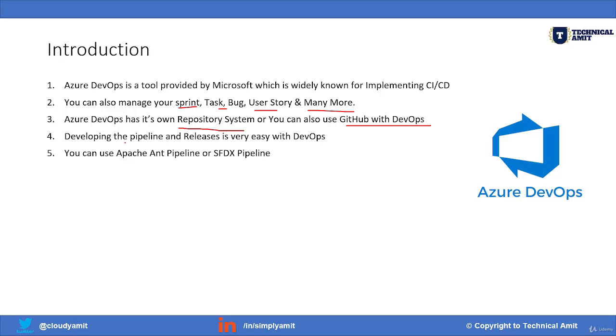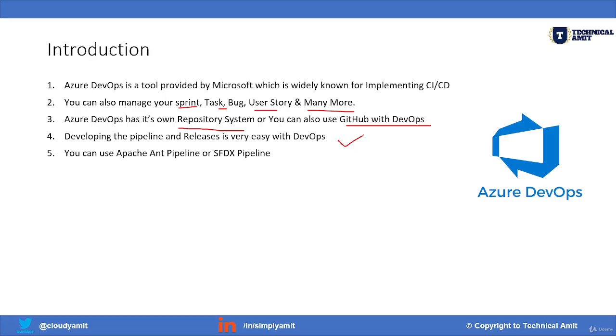We can also develop the pipeline with point and click. So we have got the classic editor. Earlier we had to write the YML code. Even now we can write YML code if you want, but with the help of the classic editor, we can create the pipelines very easily and define the targets or the build files, or we can also write a YML file for our SFDX pipelines. And we can also use an SFDX pipeline or Ant pipeline when we talk about Salesforce. So this is the basic introduction about Azure DevOps.